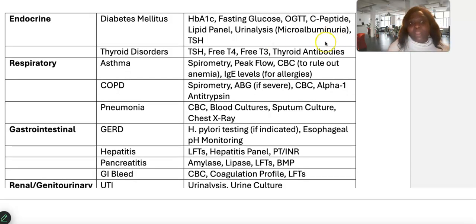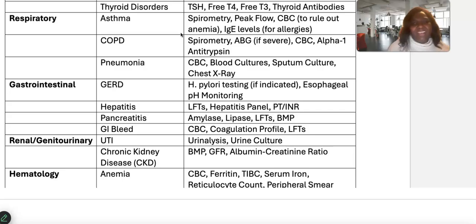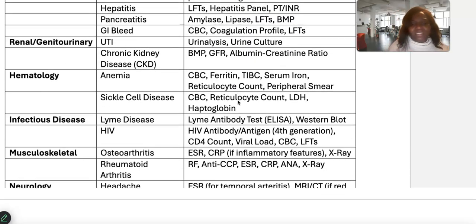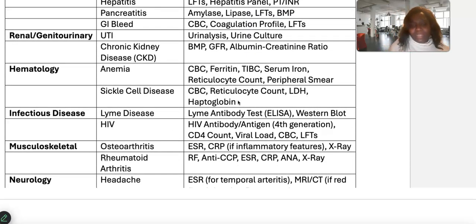Now, what about the endocrine system? If we have diabetes, of course, hemoglobin A1C, fasting blood glucose, OGTT. Respiratory, we're checking spirometry, peak flow. Gastrointestinal system, we're taking H. pylori testing. This looks pretty much straightforward according to the content. In our case studies, we've been through a lot of this already, so this should not be new to you. Infectious disease, musculoskeletal, we've seen all of this in multiple choice questions as well.